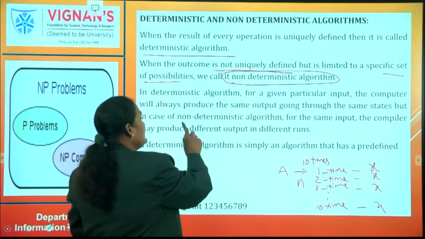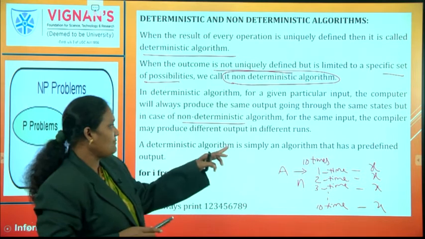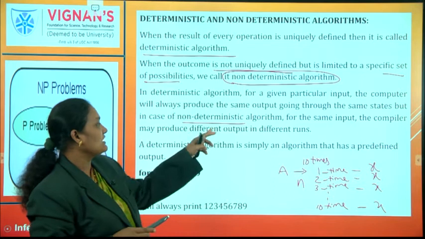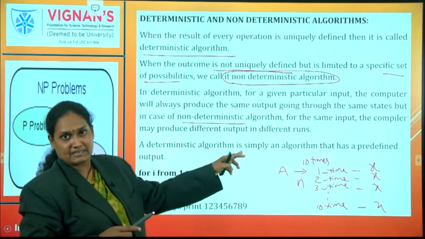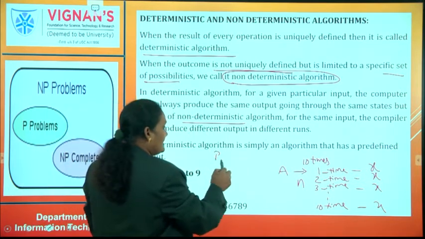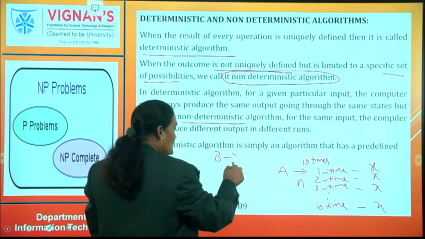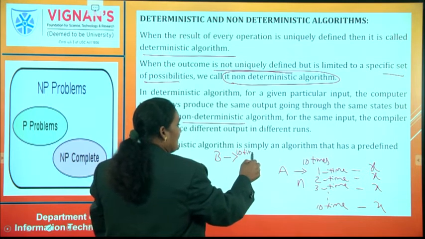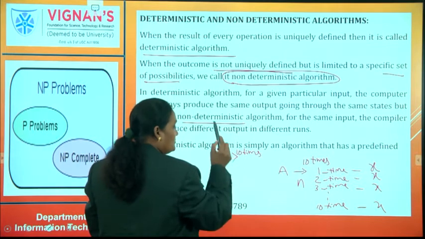And coming to non-deterministic algorithms, for the same input, the computer may produce different outputs in different runs. That is, I have an algorithm B, I am going to execute this algorithm 10 times. I am giving the input n.